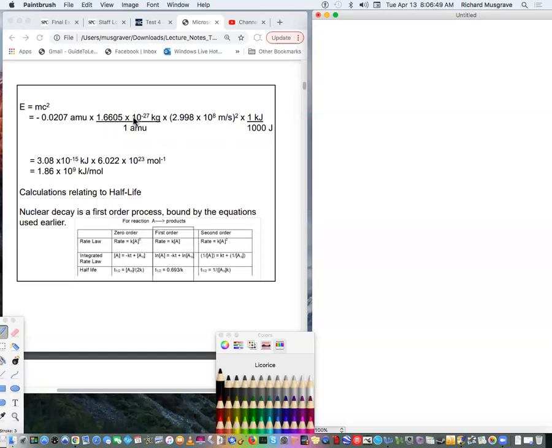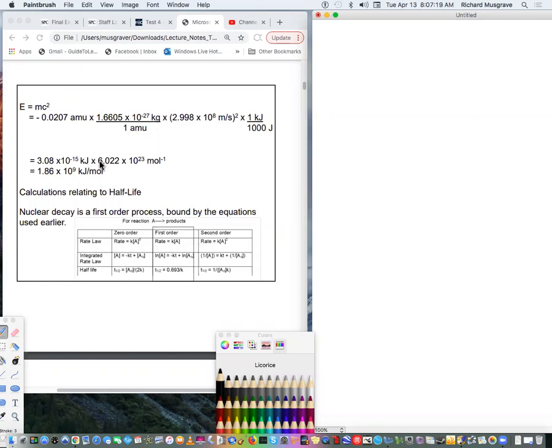So we need to convert that into kilograms. So I used the conversion factor I showed you earlier, not something you have to memorize. And then multiply it by the speed of light, which is squared. So that whole thing ends up being squared. And then that whole thing ends up having the unit of joules. So it's kilograms meters squared per second squared, which is a joule. The joules cancel, we're left with kilojoules at the end. So this allows us to get to kilojoules.